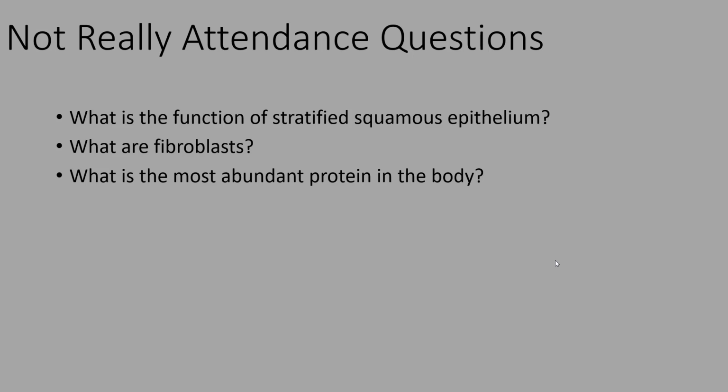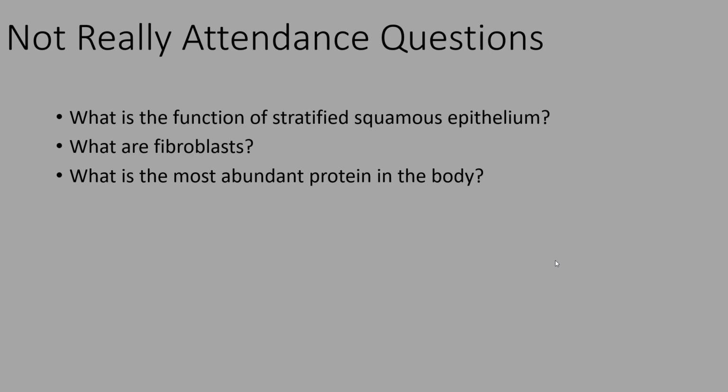What is the function of stratified squamous epithelium? So first, let's think about what is stratified squamous epithelium. Stratified means there's more than one layer. Squamous means the cells are squashed or flat, elongated. So what's the function of stratified squamous epithelium? We find it in places that are exposed to the environment and friction. So stratified squamous epithelium is there to protect against abrasion.